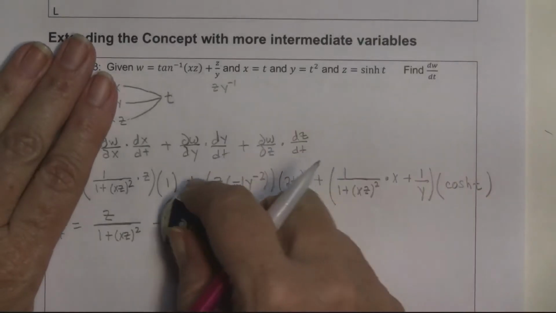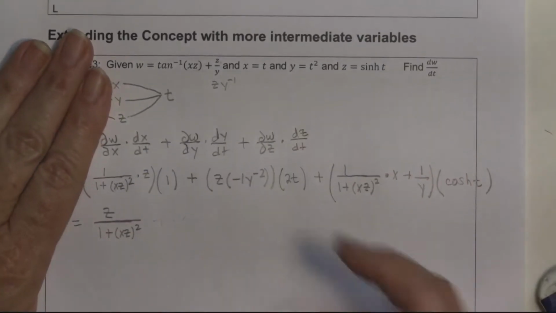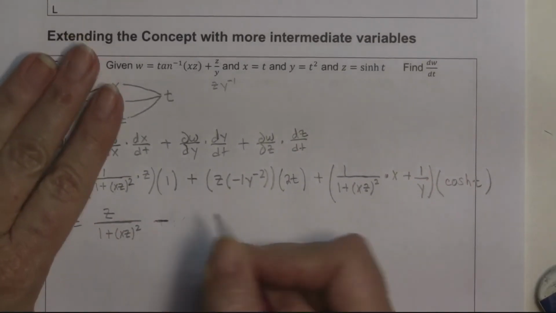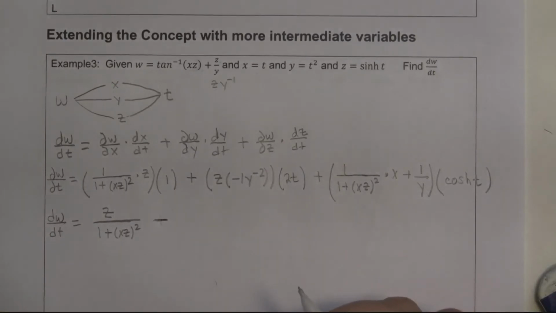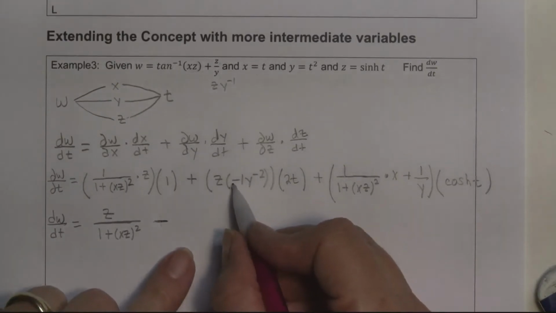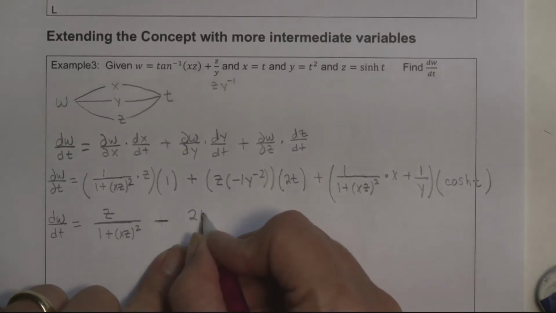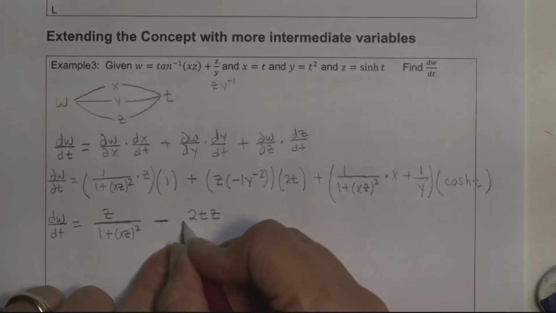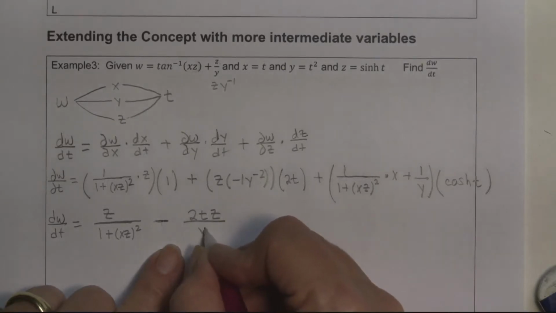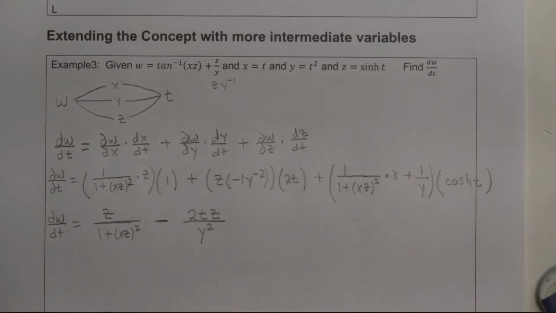And in fact, I'm going to put the negative out here to the side. So I'm going to have negative right there. And so I put my negative there, and I'm going to have z and 2t in the numerator. So 2tz, and in the denominator y squared. So hopefully I haven't messed that up.